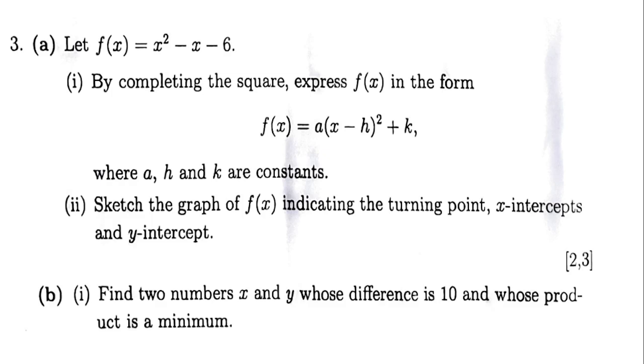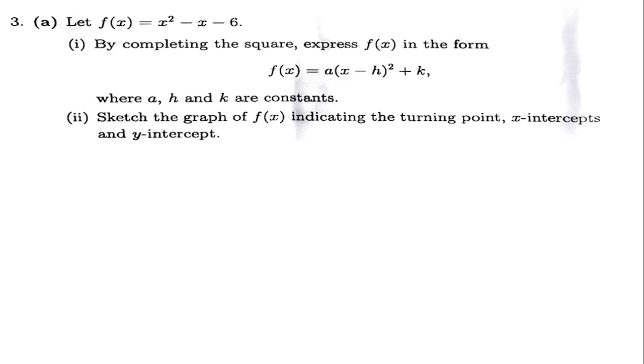So we have question 3, and it says let f of x be equal to x squared minus x minus 6. By completing the square, express f of x in the form a(x minus h) squared plus k, where a, h, and k are constants. Ladies and gentlemen, I won't be explaining part by part, because this is something that we have already solved in Math 1120. Check out my solutions. I have solved a question similar to this one, so that means I've covered this topic.